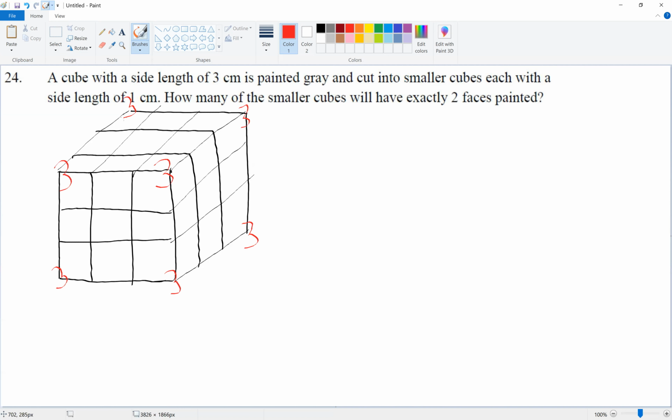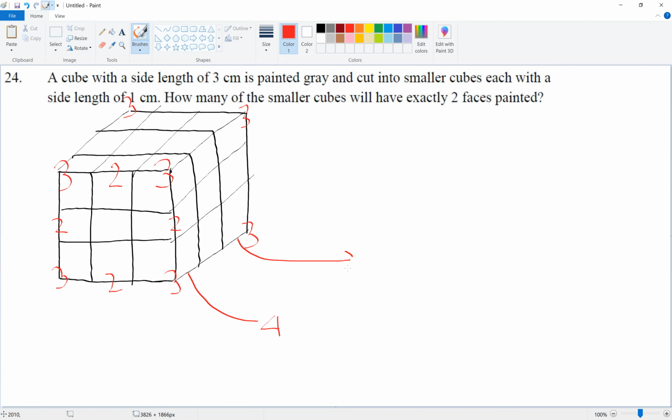And the top middle one will have 2 faces painted. Huh? This one will have 2 faces painted? No, only 1. Not that one, under that. Okay, so this one, this one, this one, and this one, correct? Yes. So 4 on this layer.